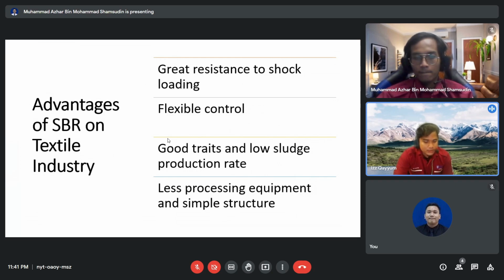Next, the activated sludge has good traits and a low sludge production rate. Since the original water contains many organic matters, which is suitable for the bacteria to grow, the sludge is in good condition. In the standby period, the sludge is in the endogenous respiration phase, so the sludge yield is low. Lastly, it has less processing equipment, a simple structure, and it is easy to operate.